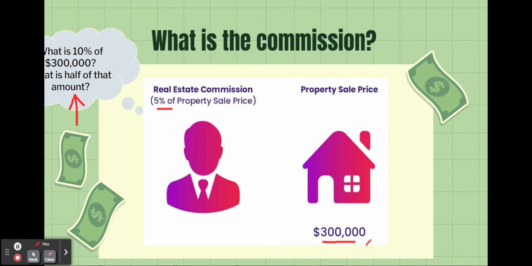So if we want to know 10% of 300,000, I'm going to take that decimal and shift it left one place. That would give us 30,000. Half of 30,000, or divide 30,000 by 2, is 15,000. So the real estate agent gets $15,000 based on the sale of a $300,000 home at 5% commission.